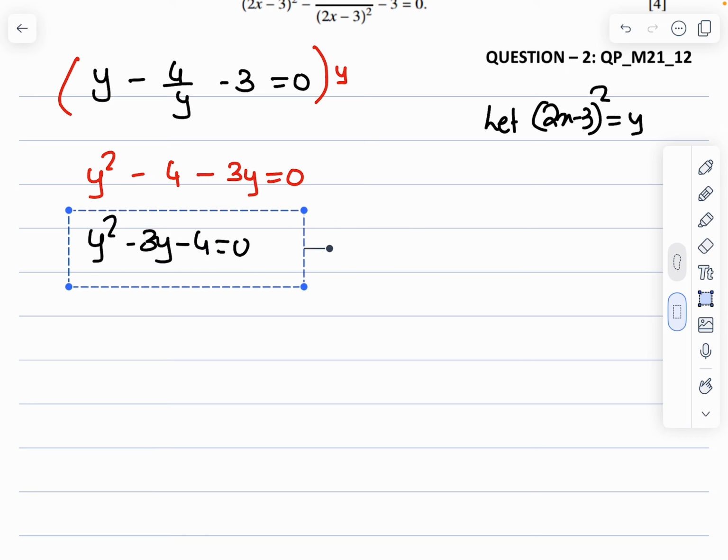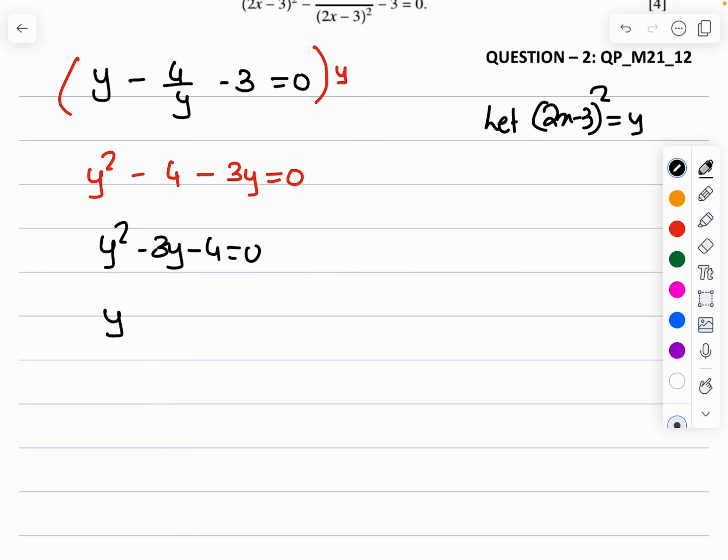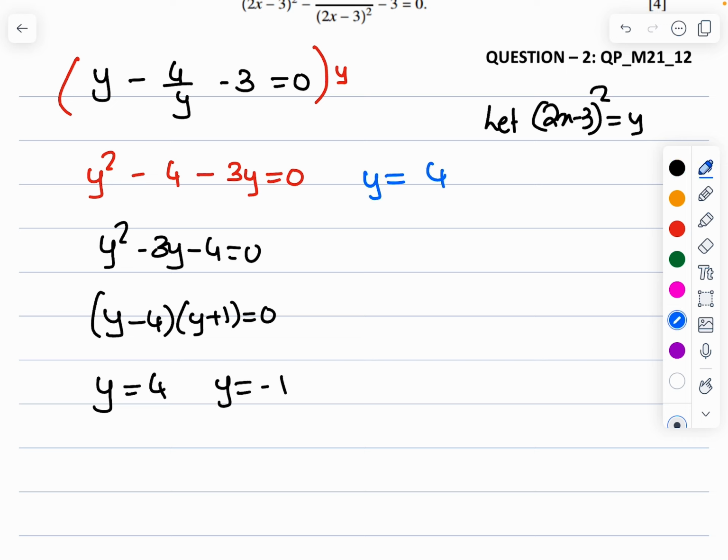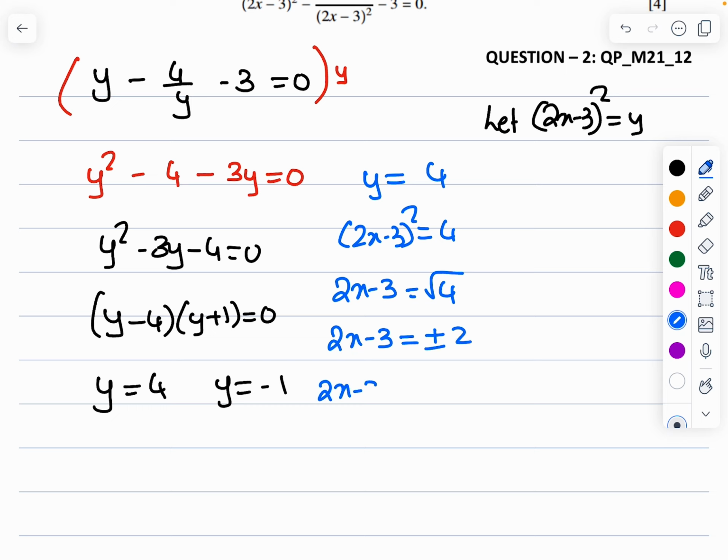So what does that become now? Factorize it out. It will become (y − 4)(y + 1) = 0. So y = 4 or y = negative 1. First I take y = 4. But what was the y value? (2x − 3)² = 4. So 2x − 3 = square root of 4, so 2x − 3 = ±2. One time I take negative 2 and the other time I take positive 2.